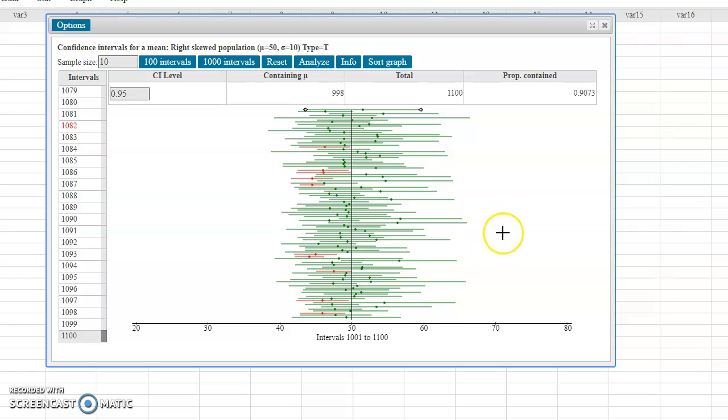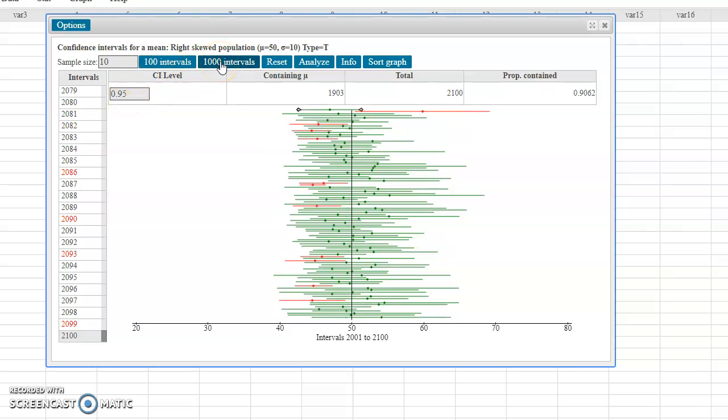The red ones you can think of as inaccurate. They do not contain the true value of the population mean, which is known when we do a simulation like this. The green ones do contain the true value of the population. So we have 90.73% that contain the true value, and we expect to have 95%. So we're a little bit below. Let's do 1,000 more. Now we're at 90.62% green, and we expect to get 95.